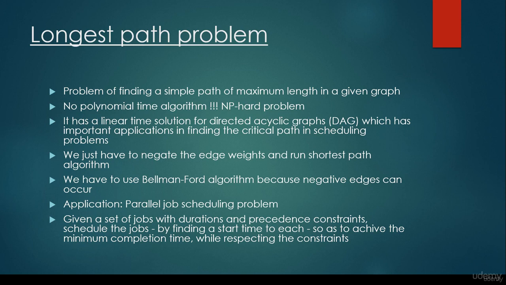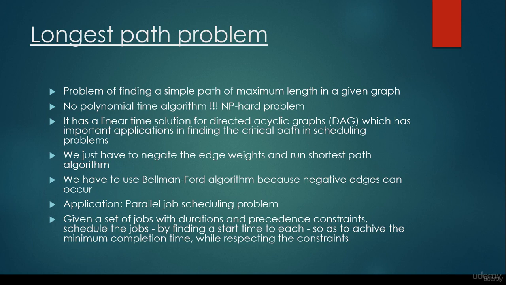So it is very common in computer science that if we want to solve a given problem, it would be very hard, NP-hard. But sometimes there's a linear solution. Whenever, for example, it is a directed acyclic graph, then in this case we are able to find the longest path in linear time. Okay, and it has important applications in finding the critical path in scheduling problems.